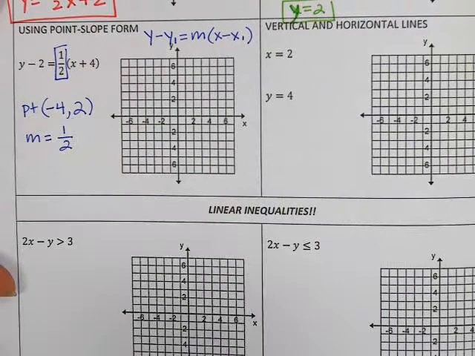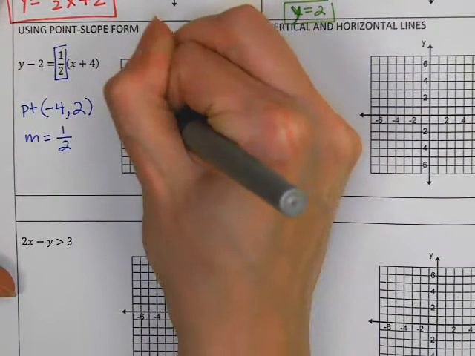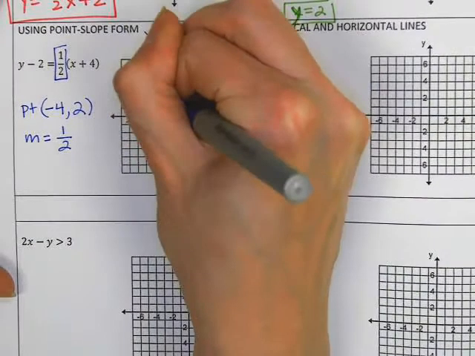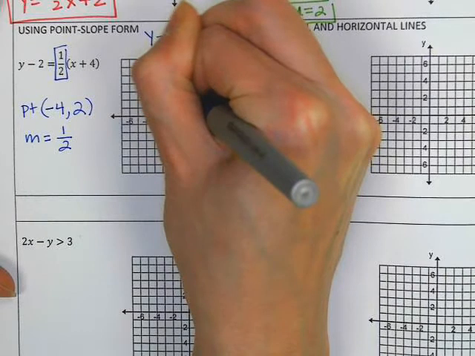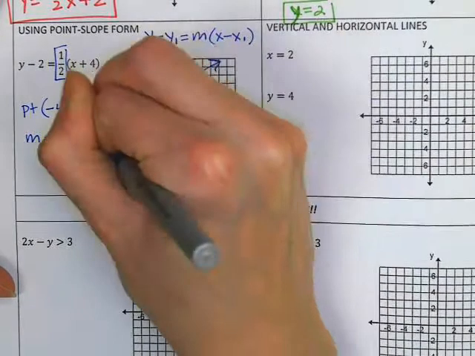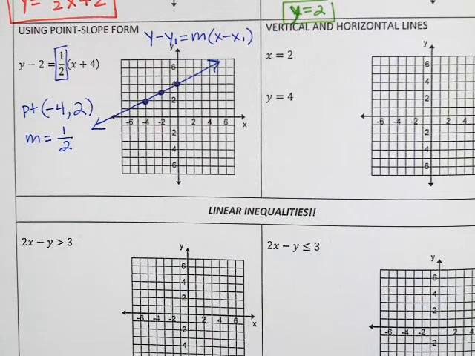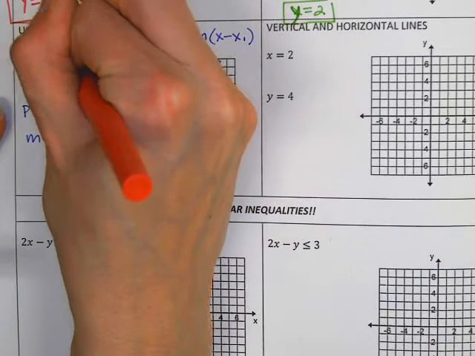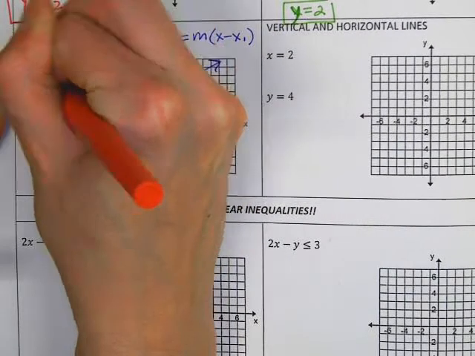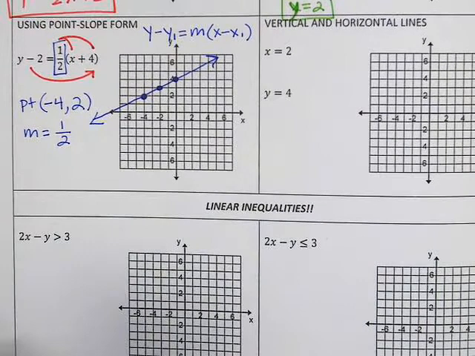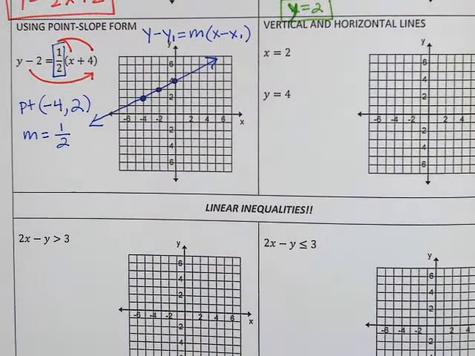And then to graph, we start at negative 4 comma 2, and then we're going to go slope up 1, right 2, up 1, right 2. And that's it. Just a line. Another thing while we're here that you could have done, you could have also distributed and then added the 2 over, and then just graph that line. So it's up to you.